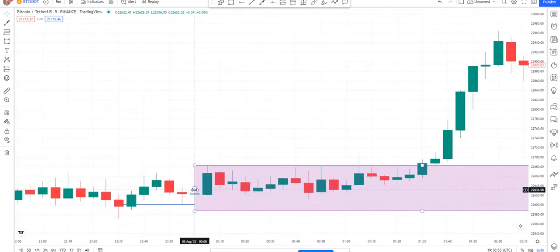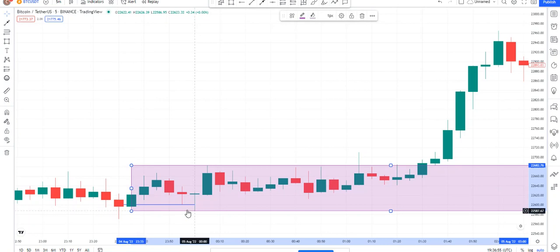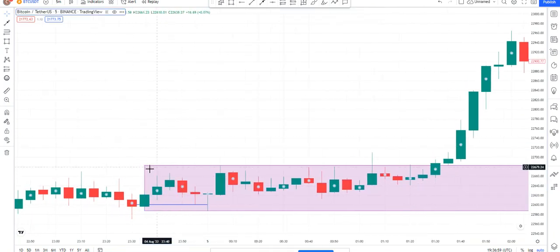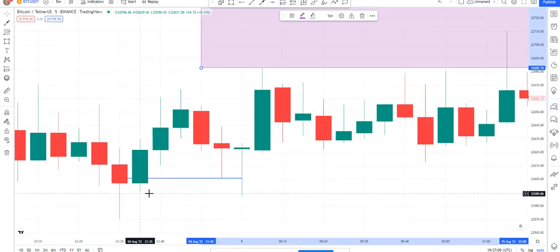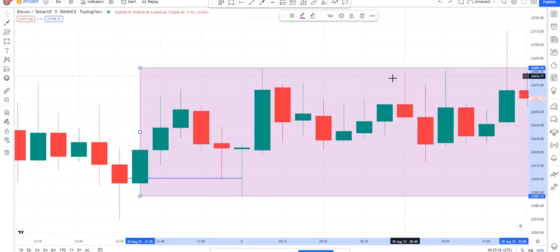So here now you can see that inducement clearly. You can see that price took out a low here. We took out this tiny low here. You can see we took out this low. I will continue this trend. All right, so you can see that.